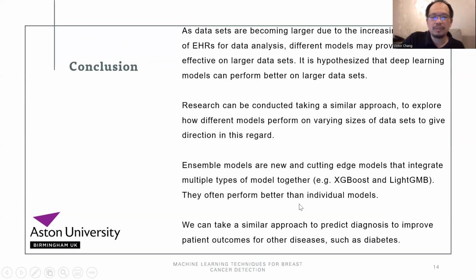We can also take a similar approach and perform better predictive diagnosis, in a way that we hope to enhance patient outcomes for other diseases such as diabetes, because we can use the lessons learned in this case to develop better machine learning algorithms, and then we test the data. We can also use the same principle for different types of diseases, which has been quite useful in the case of diabetes.